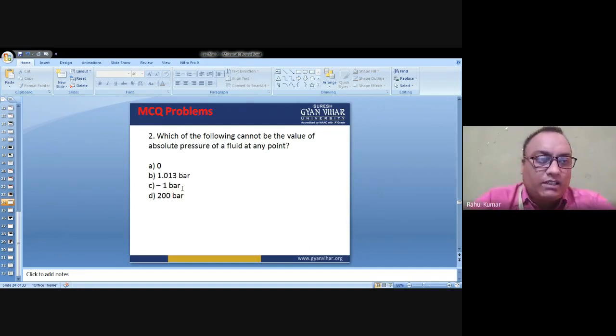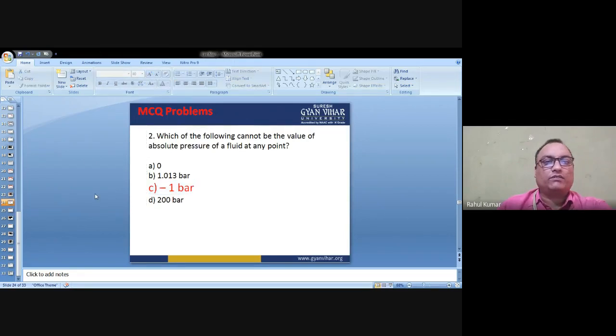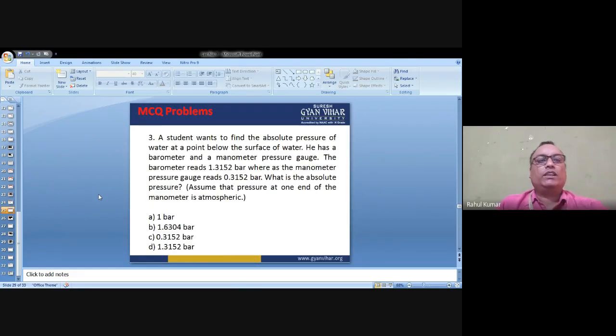Already I have told that absolute pressure cannot be a negative value. So this is the right answer for this question. This -1 bar is a wrong value for the case of absolute pressure. And then move to question number 3.